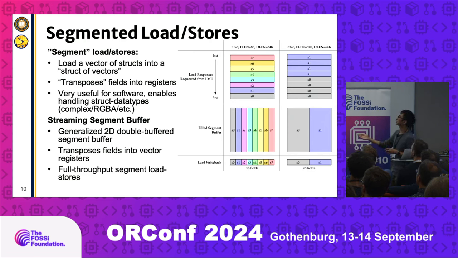So in order to support this use case in Saturn, we've implemented this thing called a streaming segment buffer, which is a generalized 2D microarchitectural structure that allows you to do these streaming transposes of data coming in from memory into your vector registers as it's doing the writebacks. So you can see on the left here, we're loading these eight sets of structs. They're getting written into this segment buffer as columns. And then when we do the write back into the register file, we're pulling out the rows, right? So it's doing this streaming transpose that allows us to get good utilization of the memory system, even for these types of instructions.